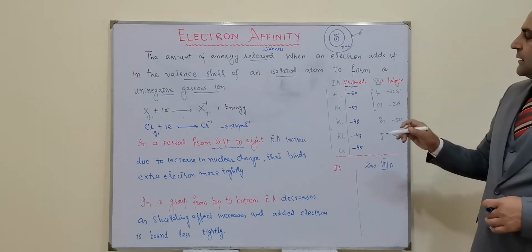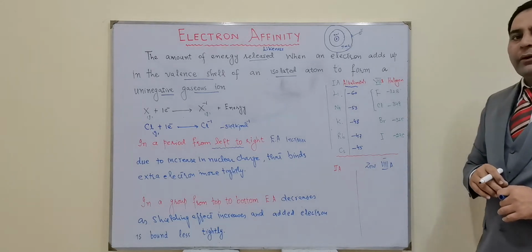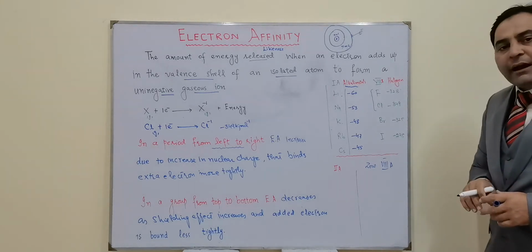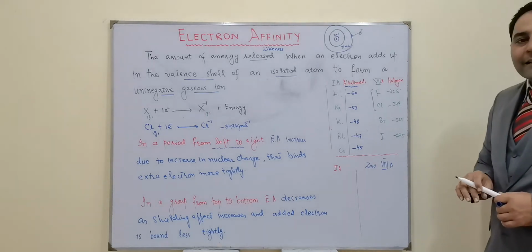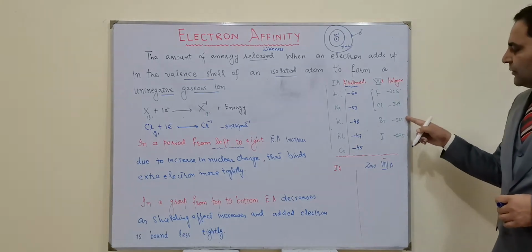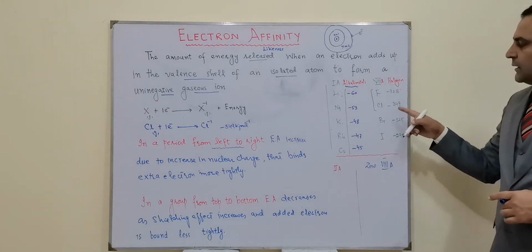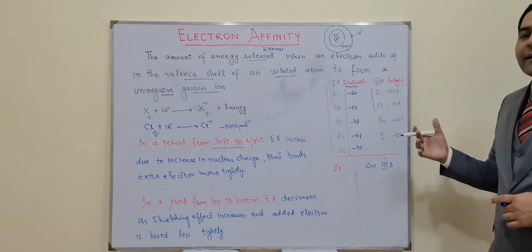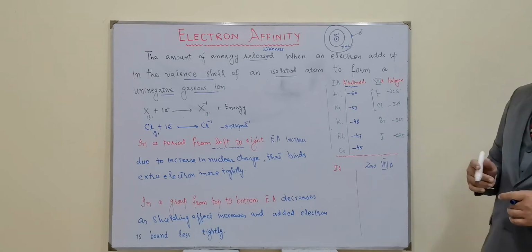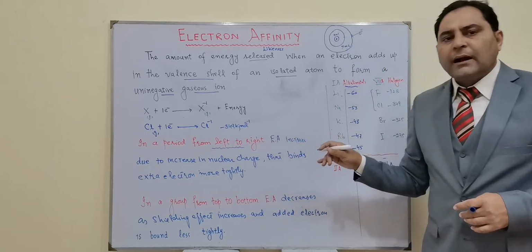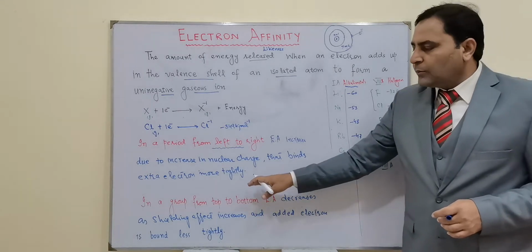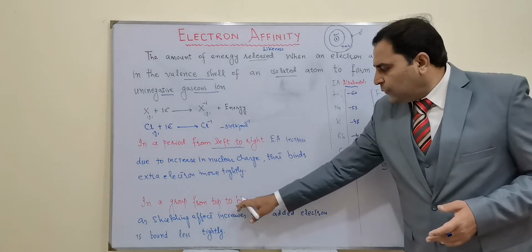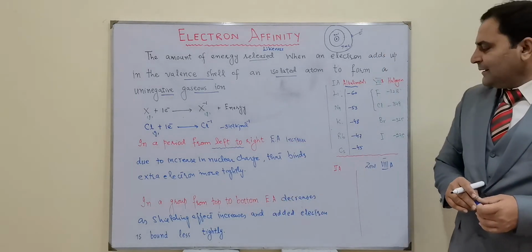In the case of halogens, at the right corner of the periodic table, fluorine, chlorine, bromine and iodine, from top to bottom atomic size increases. As a result, electron affinity decreases from top to bottom. The shielding effect is also increasing from top to bottom. As a result, electron affinity decreases. So we conclude, in a period from left to right, electron affinity increases, but in a group from top to bottom, electron affinity decreases.